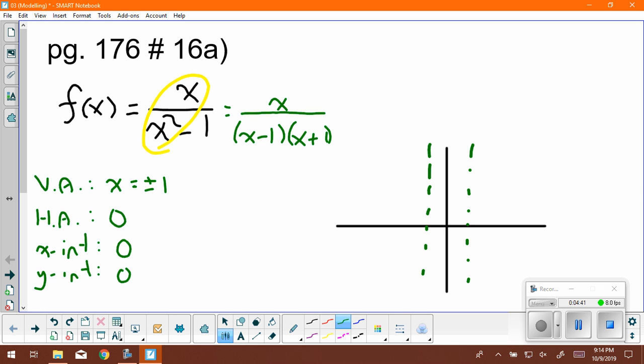Okay, now here's the weird thing, right? We said our horizontal asymptote is 0. What's that line? Okay, but then our x and y intercepts are also 0. So that kind of looks like I've got a point on the asymptote. But I think I mentioned this at the start of the unit.